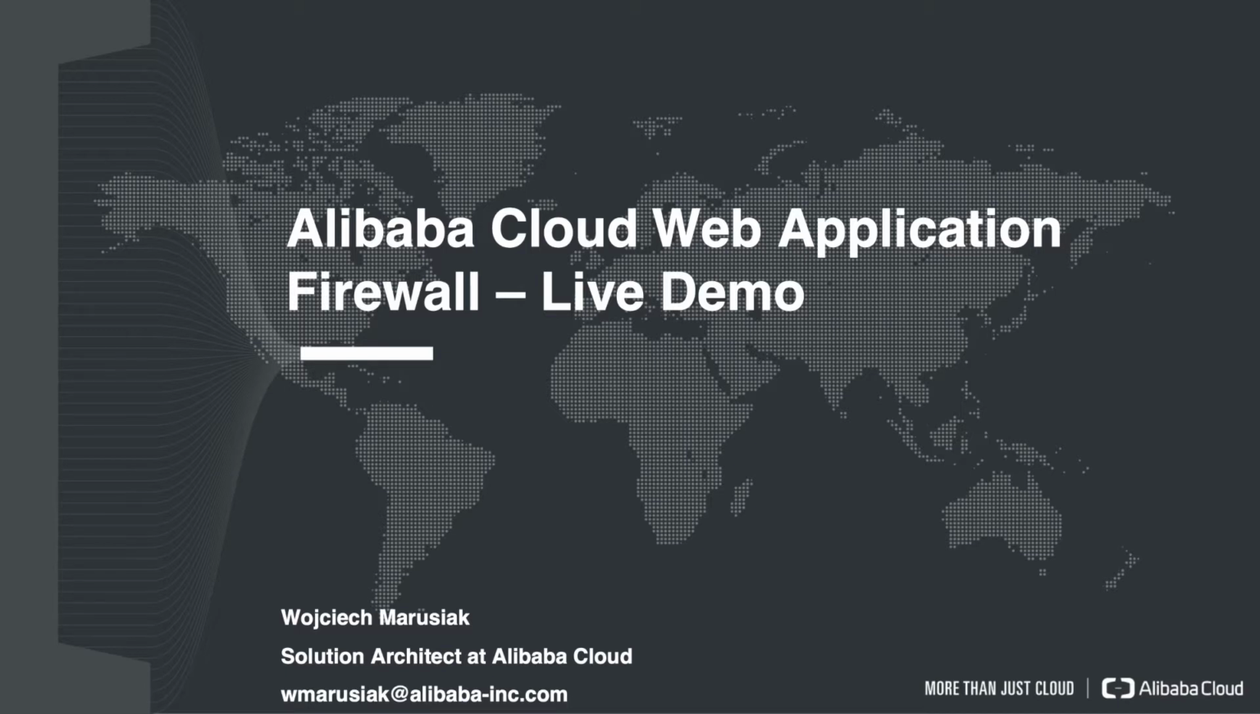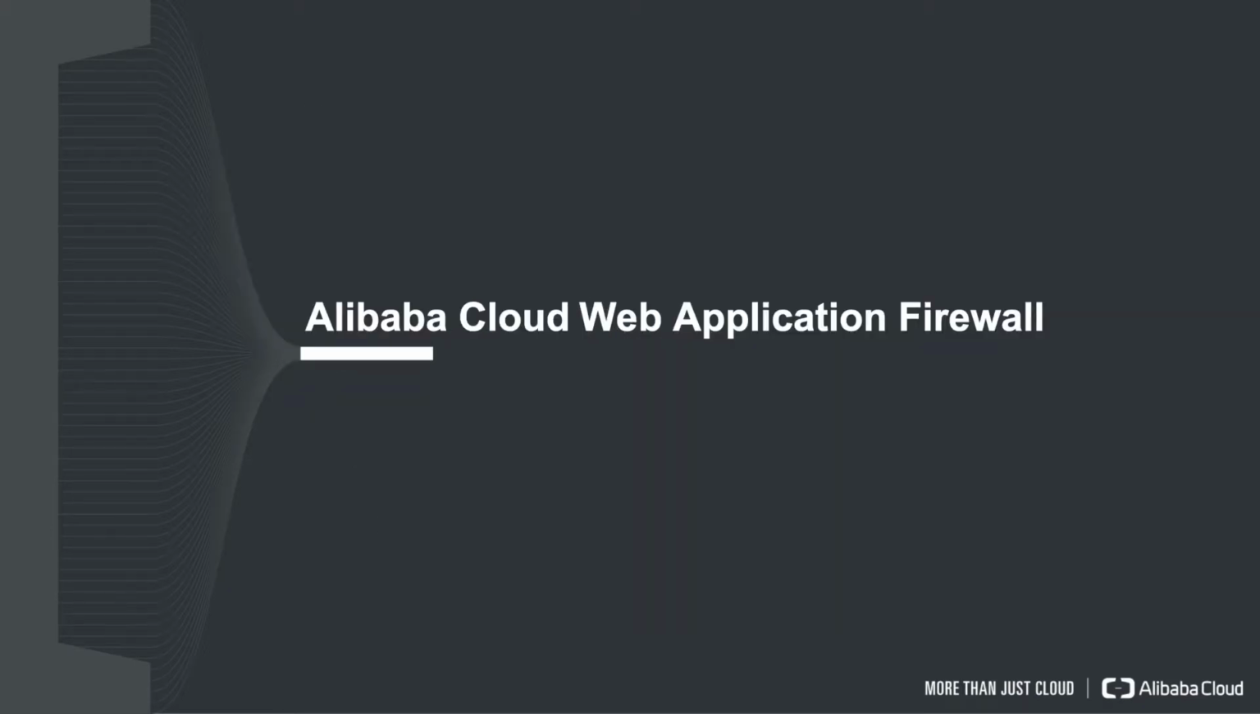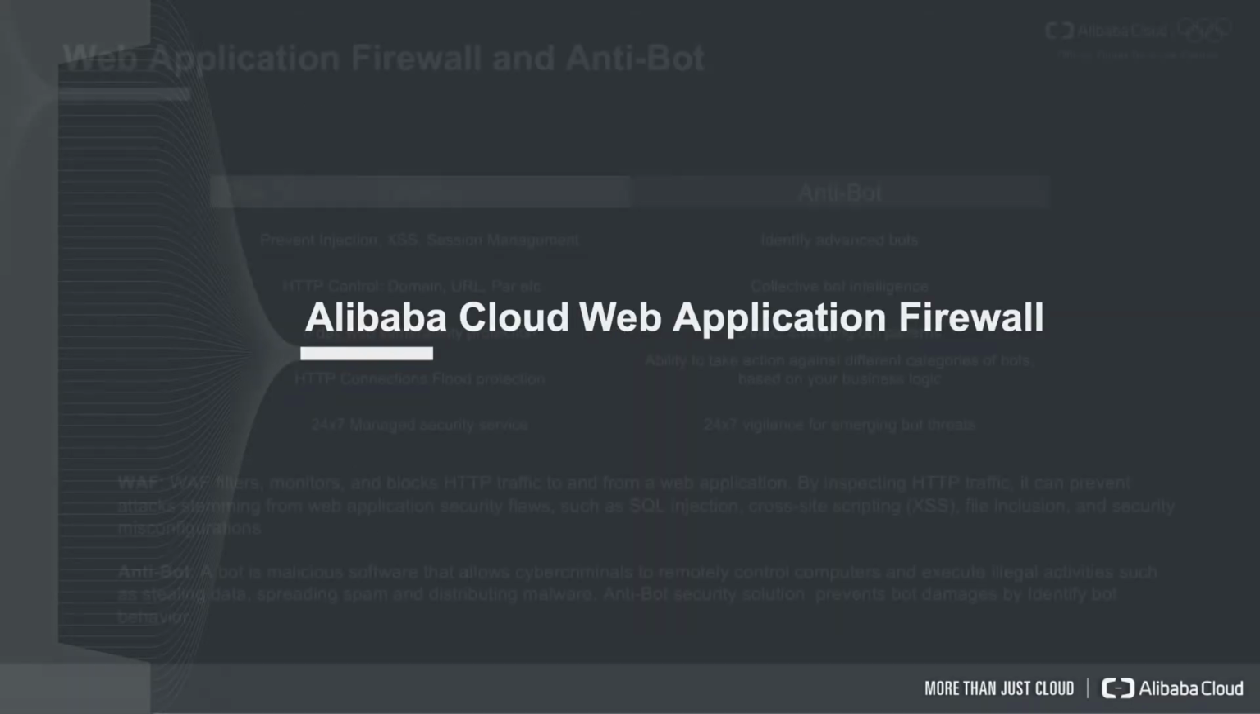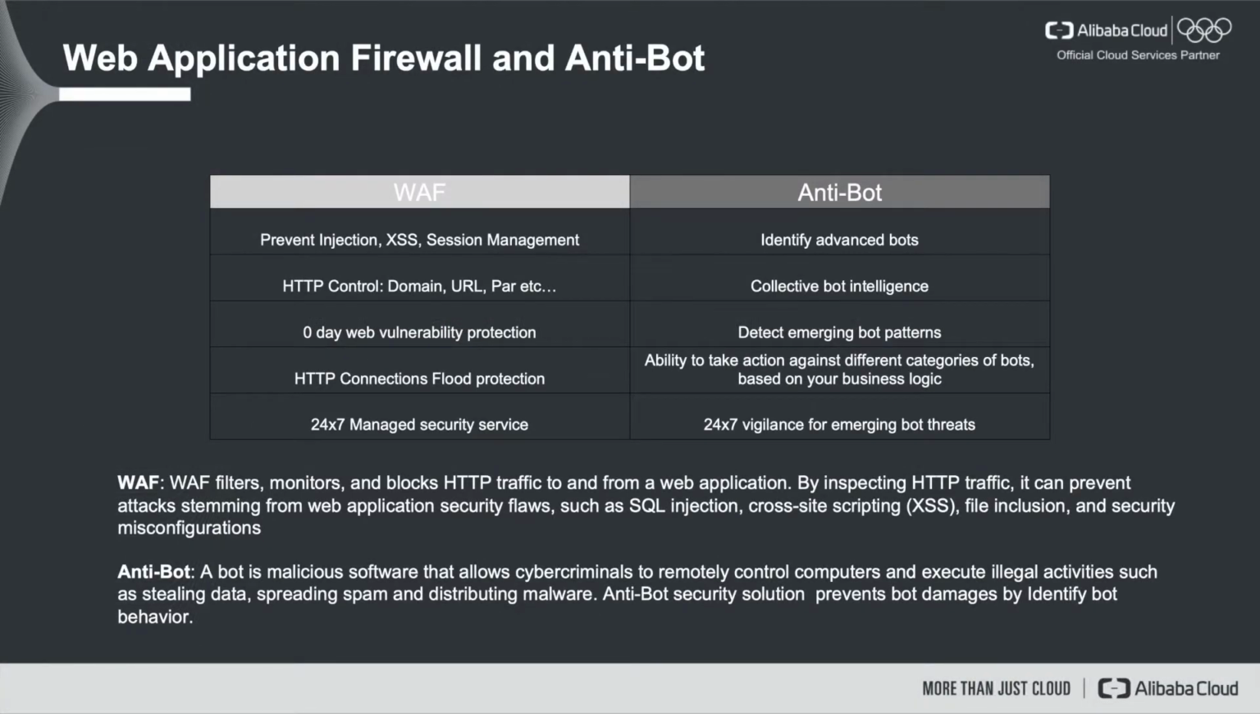In today's video, I will show you Alibaba Cloud Web Application Firewall. What is Alibaba Cloud Web Application Firewall? Alibaba Cloud Web Application Firewall monitors, filters, and blocks HTTP traffic to and from a web application. Web Application Firewall inspects HTTP traffic. It prevents attacks targeted to web application security flaws such as SQL injection, cross-site scripting, file inclusion, or security misconfiguration.